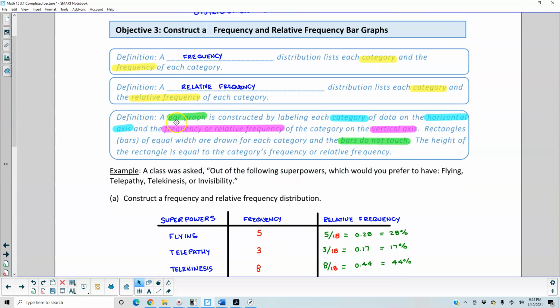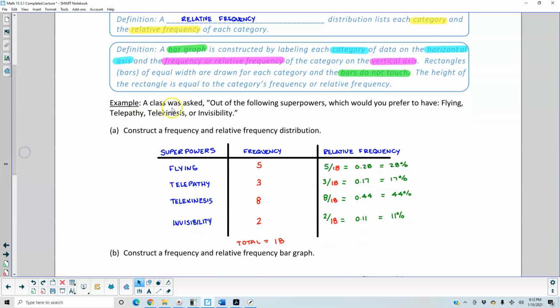Now, a definition: a bar graph is constructed by labeling each category of data on the horizontal axis and the frequency or relative frequency of the category on the vertical axis. Rectangles or bars of equal width are drawn for each category, and the bars do not touch. The height of the rectangle is equal to the category's frequency or relative frequency.